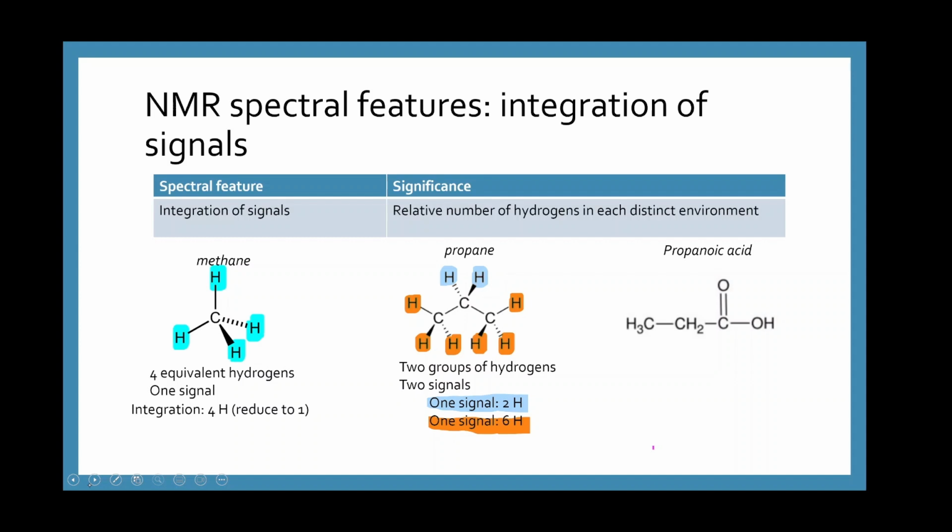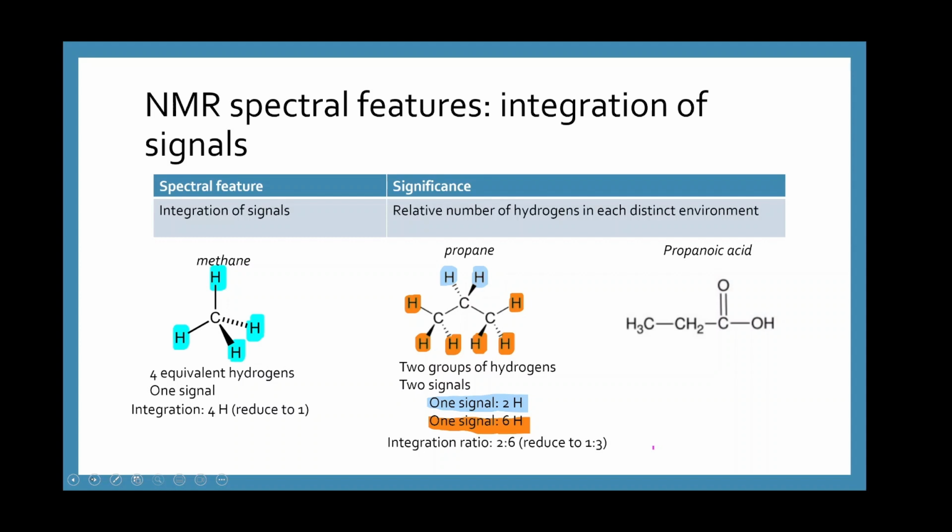So let's look at propane. This is a better example. We said that there are 2 groups of hydrogens that produce 2 signals. One signal corresponds to the 2 CH2 hydrogens, and the other corresponds to the 6 CH3 hydrogens. So we have 2 signals. The integration ratio between those 2 signals would be 2:6, but we can divide both of those by 2, so it would be indicated on the spectrum as 1:3. Just reducing to the smallest whole number value.